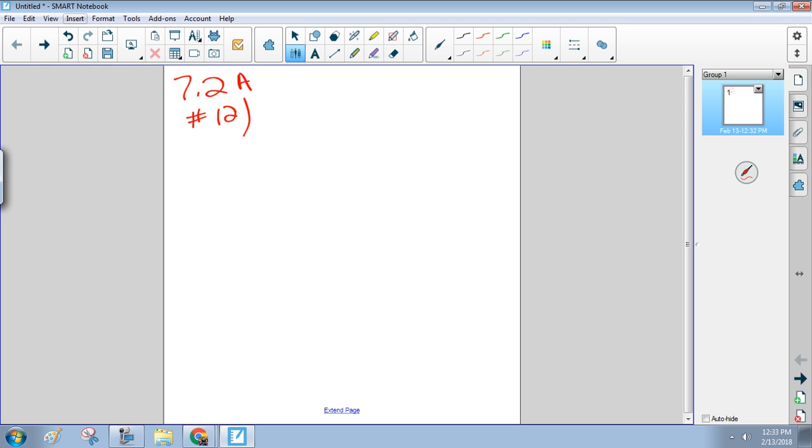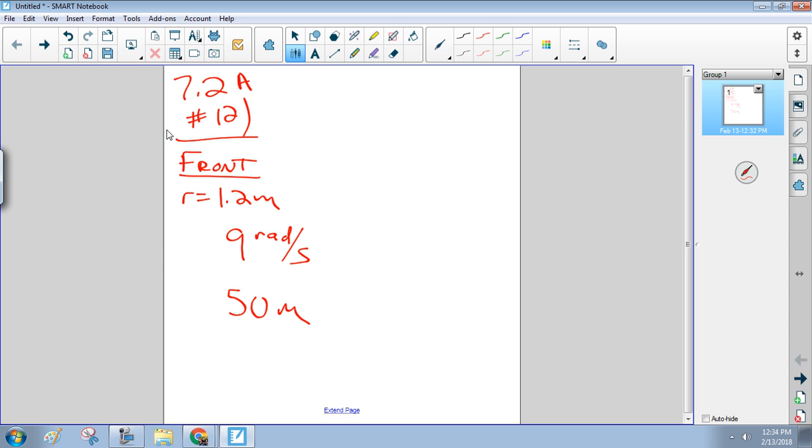All right. So there's more to it. The bike rolls from rest down a hill. So the front wheel, here's what it tells us. It tells us that the front wheel has a radius of 1.2 meters. It achieves an angular velocity of 9 radians per second by the time the bike gets to the bottom of the hill, which is 50 meters long. And the back wheel has an angular acceleration of 3.43 radians per second squared.